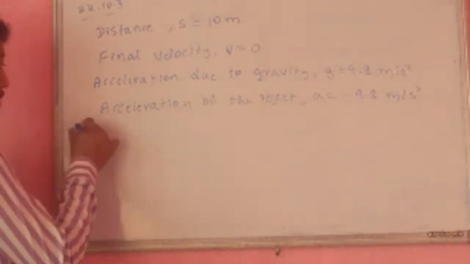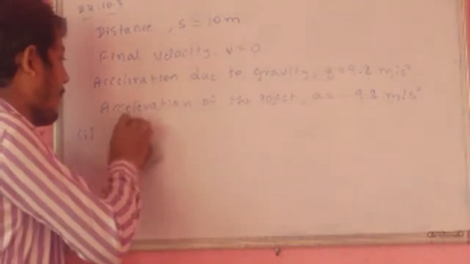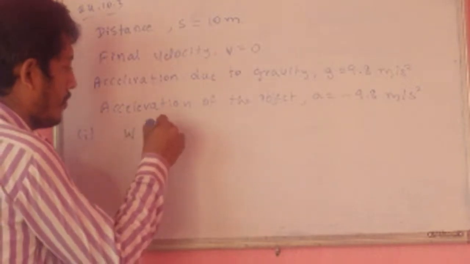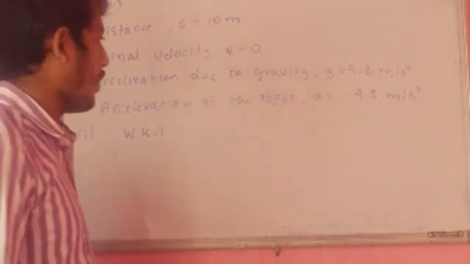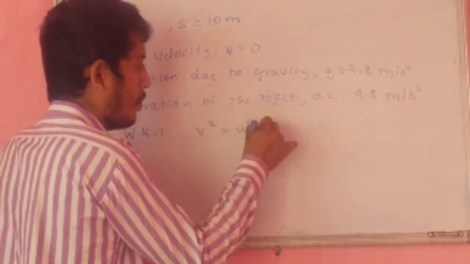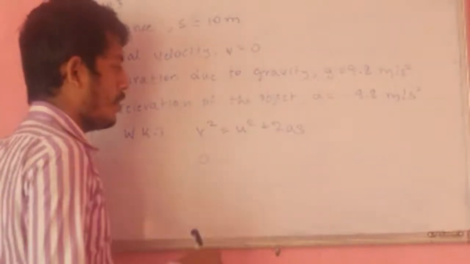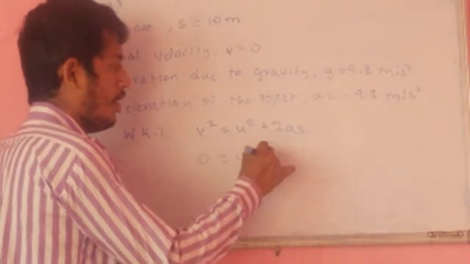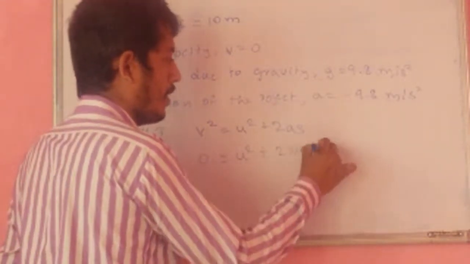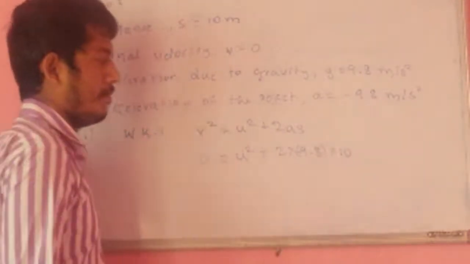First one, we know that v square equals u square plus 2as. V square value is 0 here because v is 0, that equals u square plus 2 into a value, that is minus 9.8, and s value is 10.